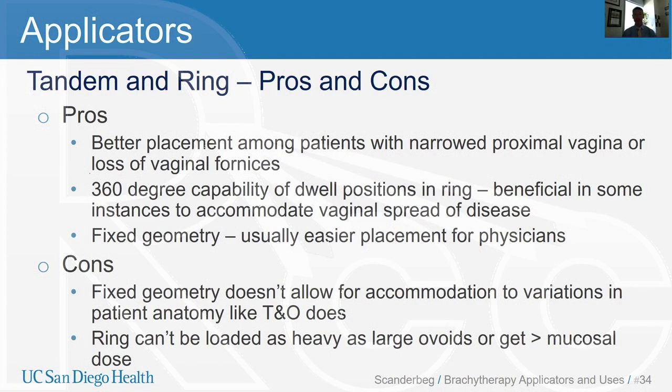Another disadvantage is the opposite of the advantage of the large ovoids that we just talked about a second ago. So we said earlier that the large ovoids could be loaded greater than a ring to treat large tumors with similar dose at the mucosal surface. So here with a ring, it's a disadvantage that it can't be loaded as heavily to treat those larger tumors. If you had a large tumor and you wanted to get a high dose in that area, you'd be better with your large ovoids to reduce the vaginal mucosal dose.